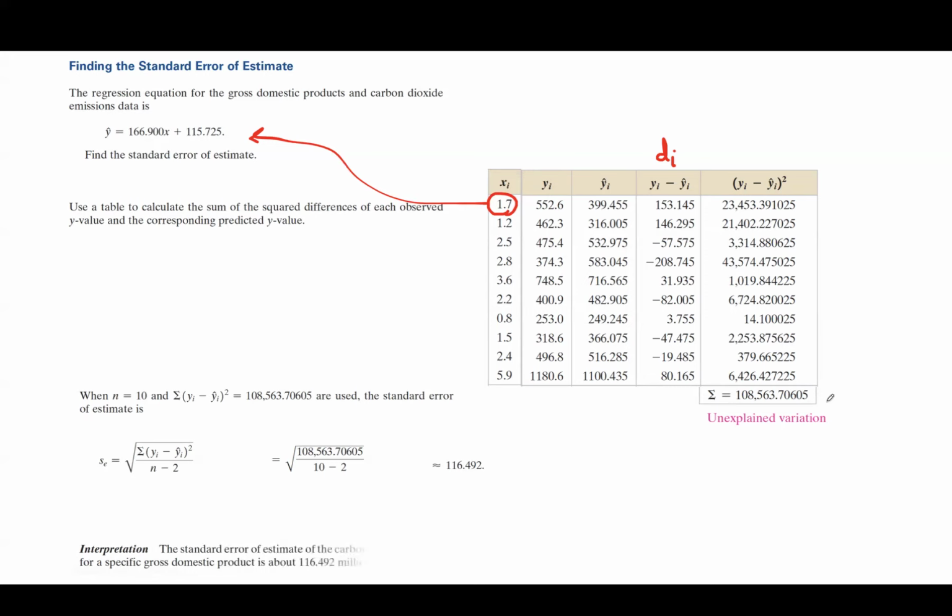So the standard error of estimate of the carbon dioxide emissions for a specific gross domestic product is about 116.492. You might say, hey, it's a very large value, but you need to think about the data that you're working with. Your data are basically here: 552, 462, 475, and so on, right? So comparing the actual y values with your standard error of estimate, this number doesn't seem to be very large.